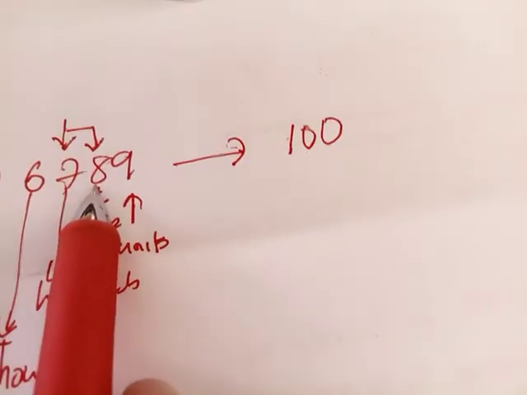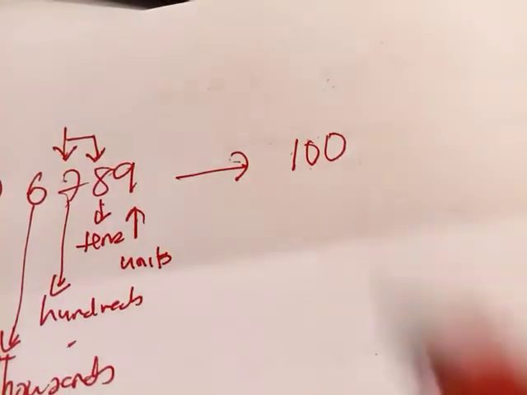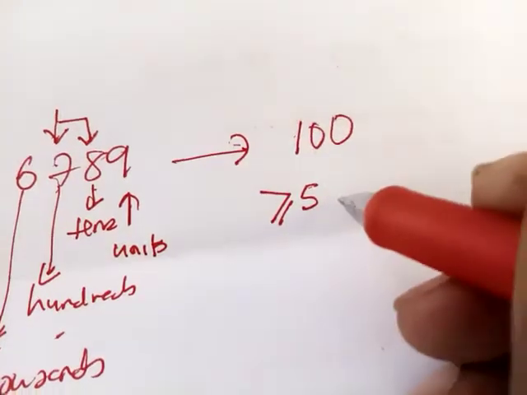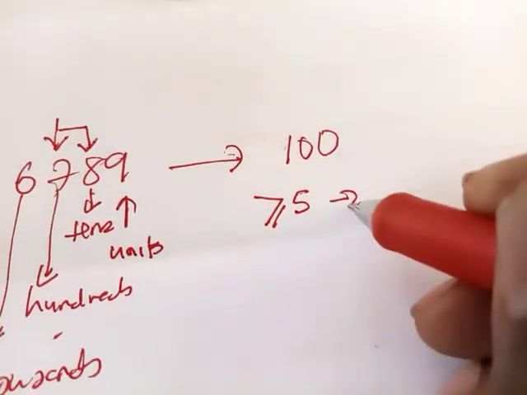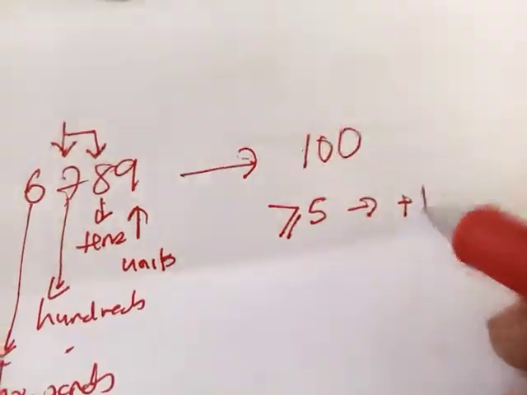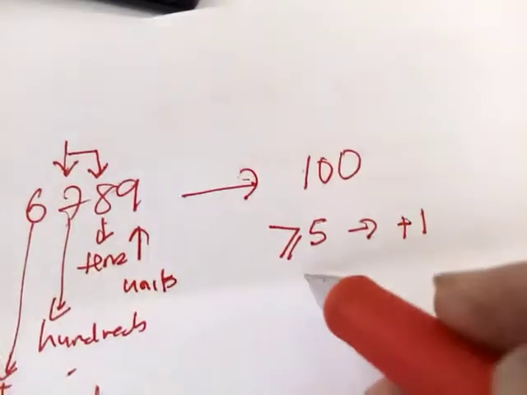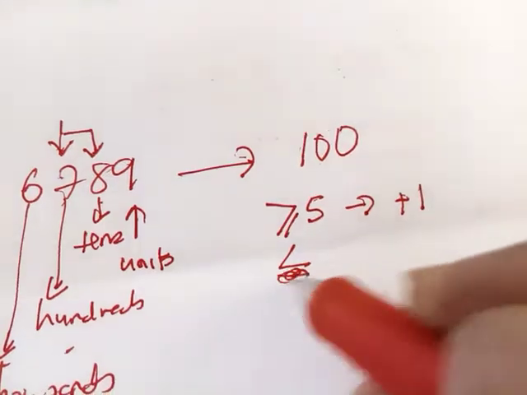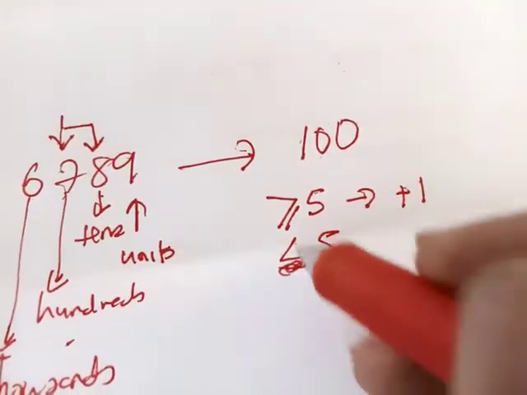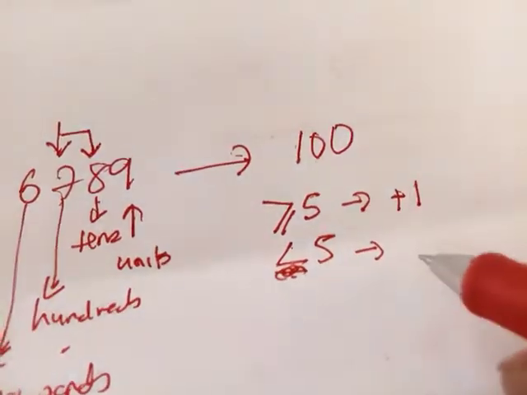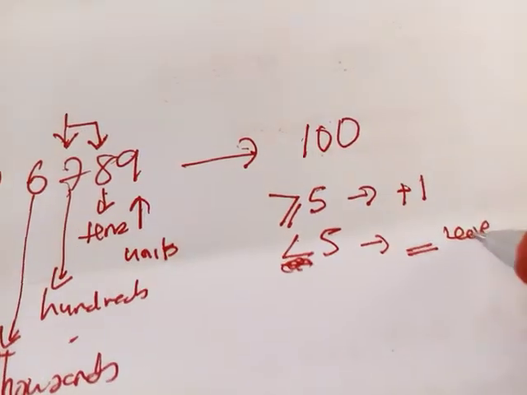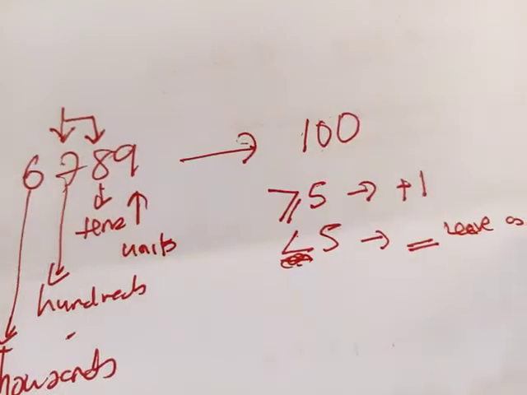Now the rule is that if the next number is greater than or equal to 5, then you increase the subject number by 1. If it is less than 5, then we leave it. You leave it as it is.